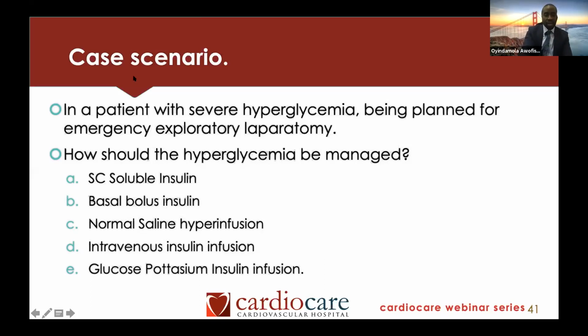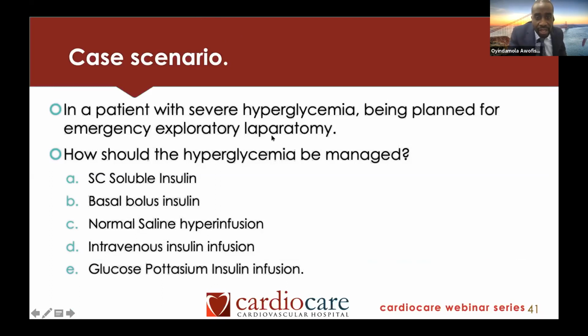So again, the patient is a young man, I think I said 40 years old, who was brought in with a surgical abdomen, and they were planning for emergency XLAP, but the person was found to have severe hyperglycemia, random blood glucose of 400 milligrams per dL.